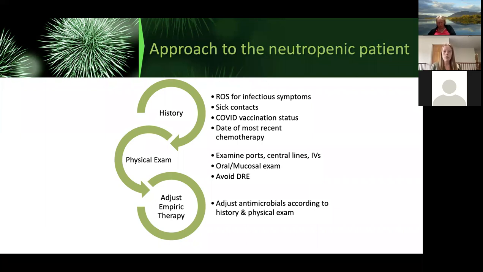In terms of the physical exam, the things I want to highlight is that you want to make sure that you examine their ports, their central lines or IVs for signs of infection. You want to do a good oral, nasal, pharynx examination and mucosal examination looking for mucositis. And you want to avoid a DRE in these patients. And then once you've completed your history and physical, you're obviously going to adjust your antimicrobials according to anything that you found that may localize that infection on your history and physical.